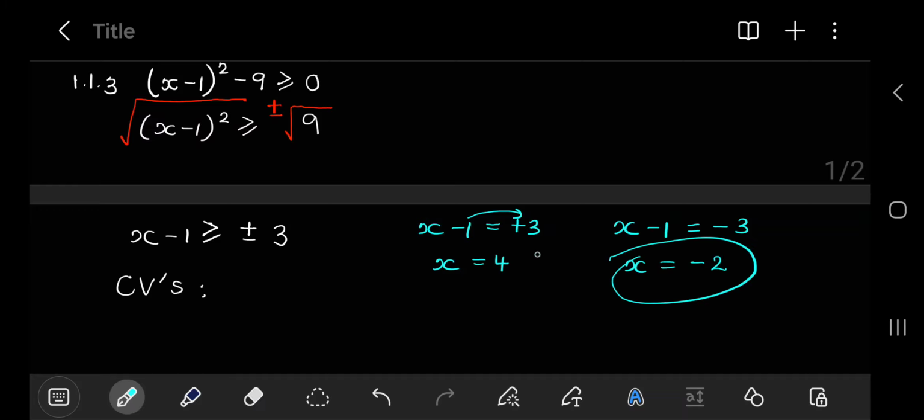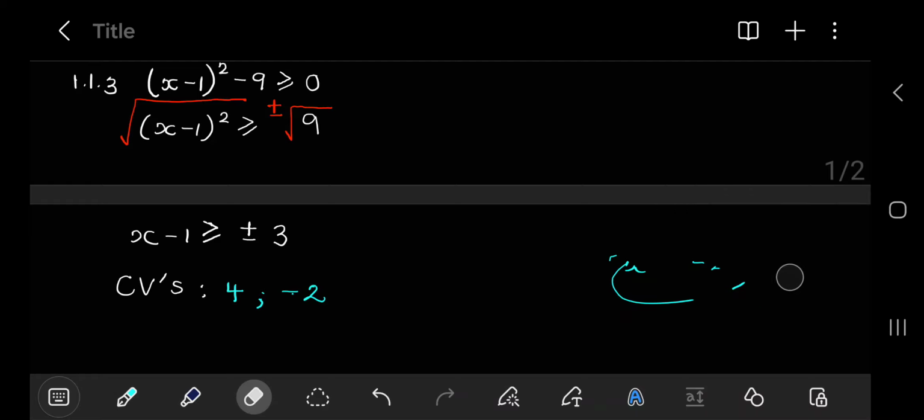So this is what I want you guys to notice. Where x would have been equal to 4 and it would have been equal to negative 2, you are not allowed to say equal to. But what these now become are your critical values. So for our critical values, we have x as 4 or x as negative 2. So now all of this can be erased.